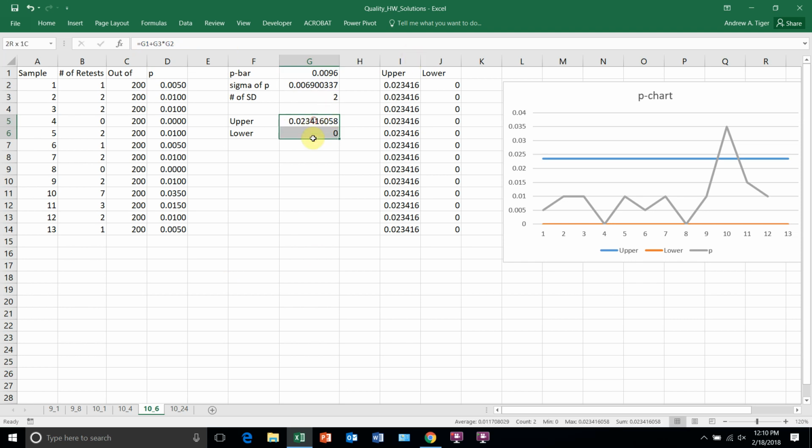So once I have these two values, I can plot those in P, and you get this. And we are out of control in sample 10. So sample 10, you probably go investigate what happened at that time because you went out of control.